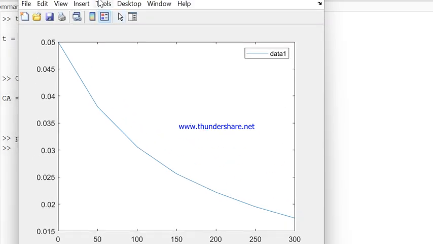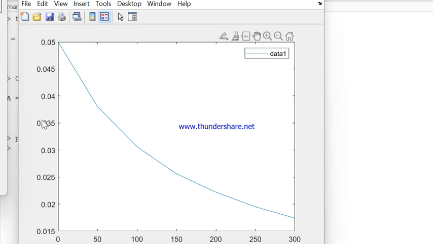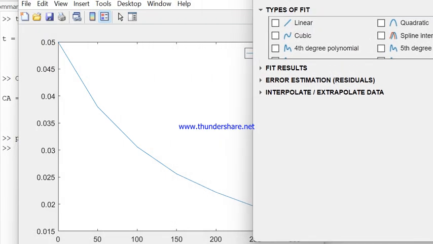So this is the plot. We can now go to basic fitting. When you go to the basic fitting here, you can plot it as a polynomial. It can be fourth order, fifth order, anything. But let me use the simpler one, which is fourth order.